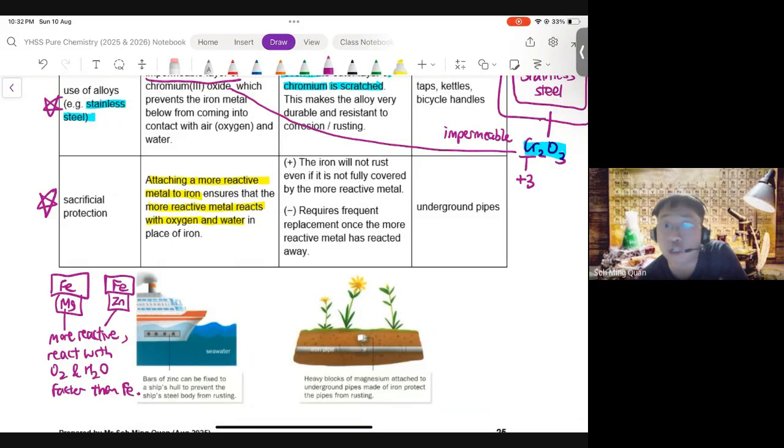Now, why is it called sacrificial? Because the more reactive metal will react away with time. So imagine the magnesium block will become smaller and smaller as it reacts away to form magnesium oxide, magnesium hydroxide. All right. So the idea is the magnesium metal will slowly react away. It has sacrificed itself. Magnesium has sacrificed itself to protect iron from rusting. That's why it's called sacrificial protection. So you need to replace the magnesium blocks frequently because the magnesium metal will react away.